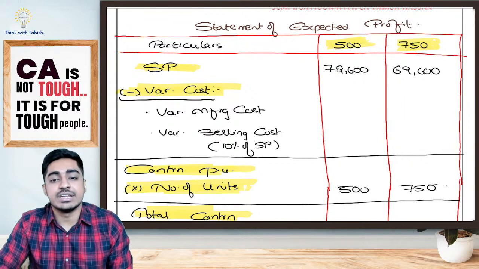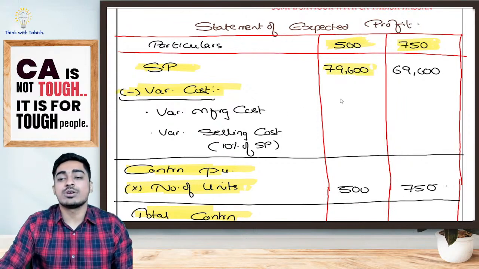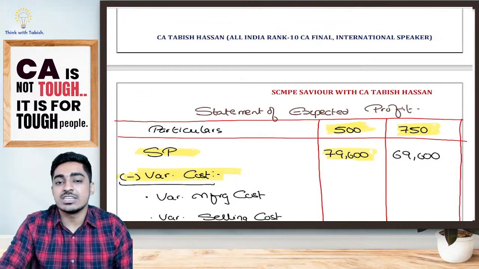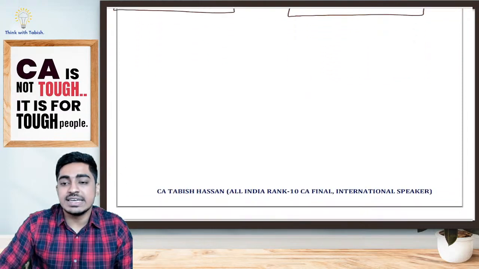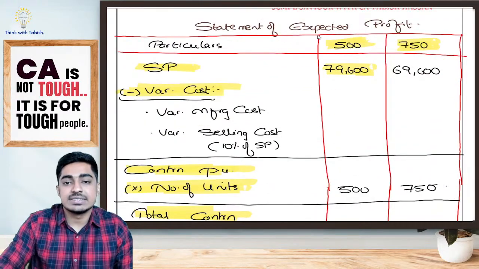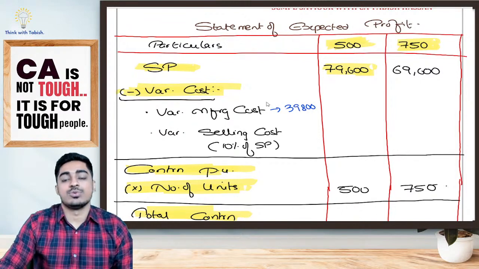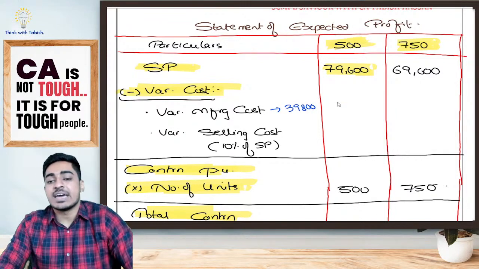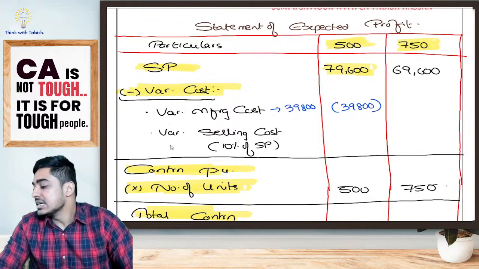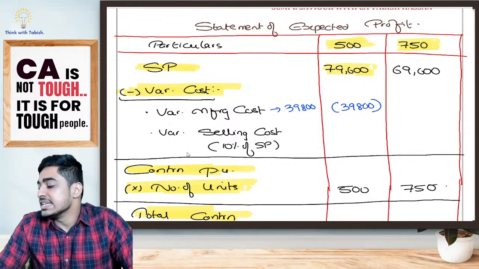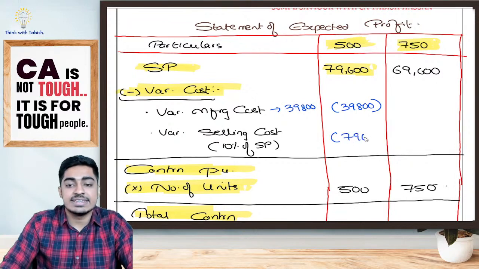For 500 units, selling price is 79,600. What is the variable manufacturing cost, students? We have calculated it is 39,800. So to manufacture a tablet, the variable cost is 39,800. What is the variable selling cost? It is given as 10% of selling price, so it will be 7,960.